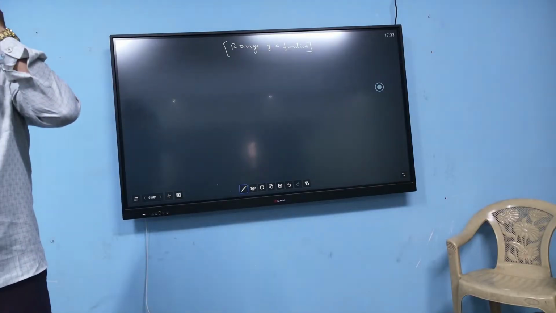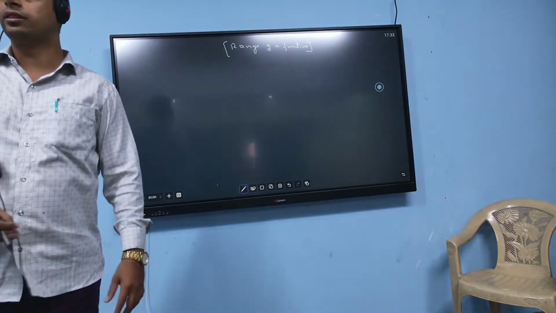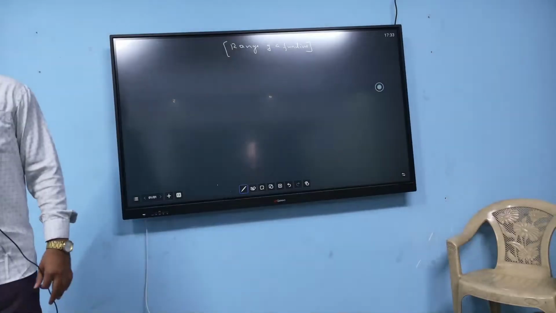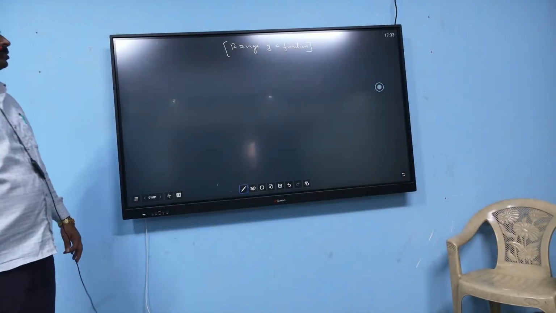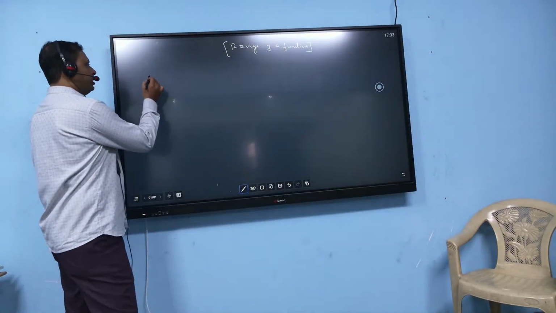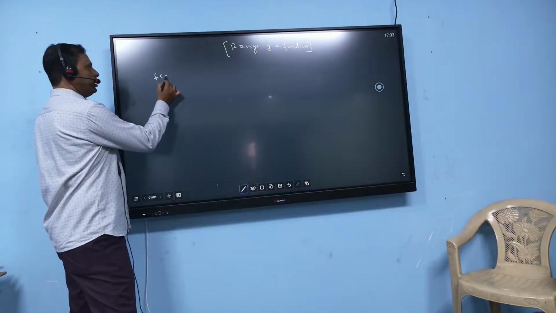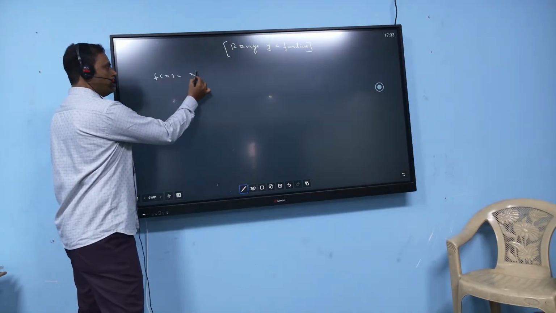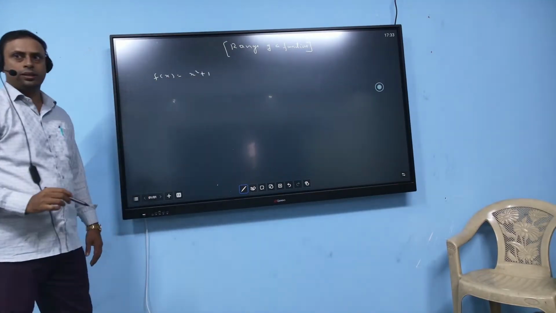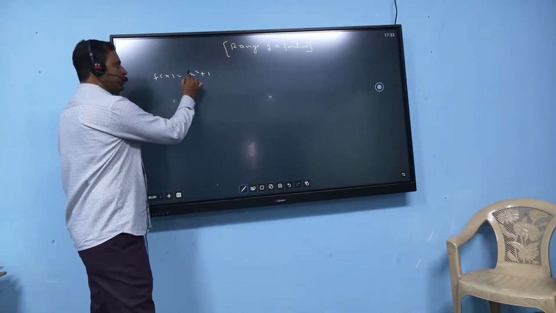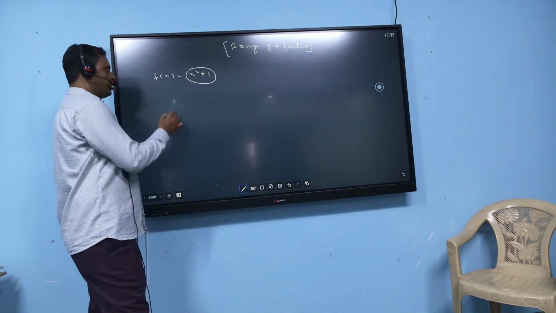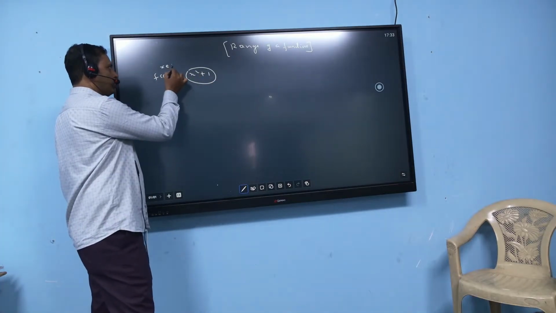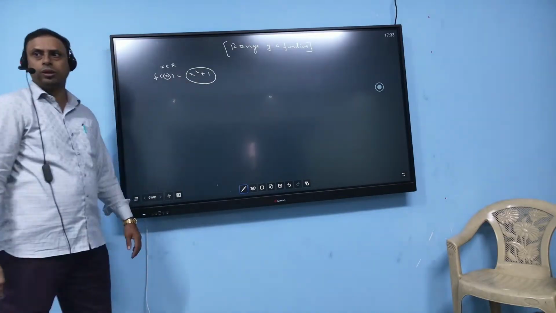Domain is nothing but the input value. Range is nothing but the output. For example, I have a function f of x is equal to x square plus 1. What is the range of this function? If I substitute the value of x as x belongs to R, what range is going to come?